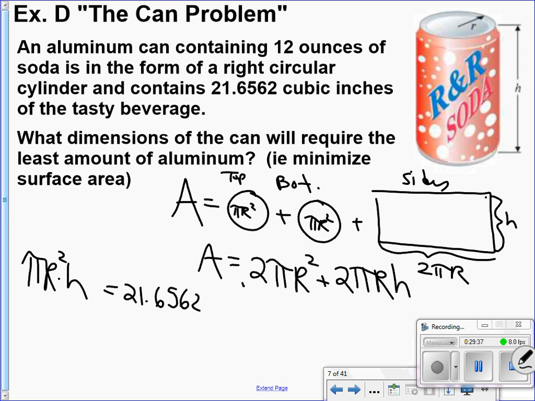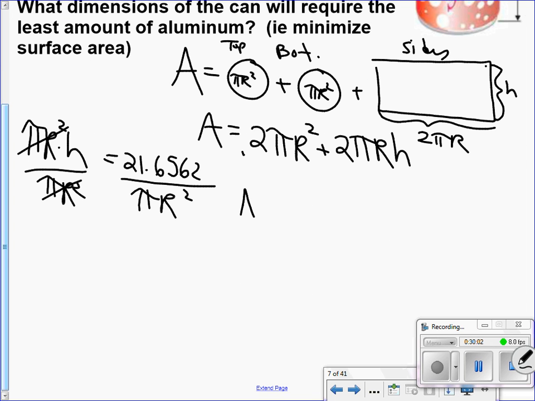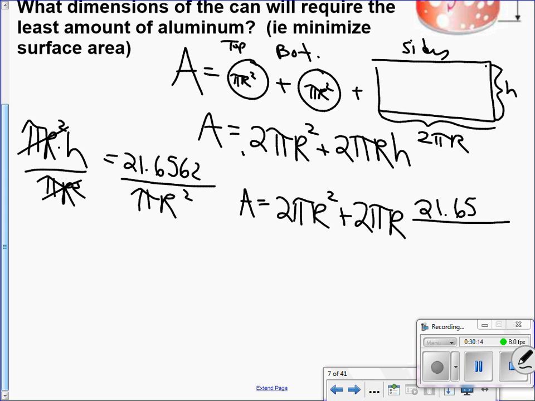Alrighty. So what are we going to solve for? R or H? H. It's not that the other is wrong. You could still do it, just never finish. All right, so we're going to substitute in for h 21.6562 over pi r squared. So we've got the area is 2 pi r squared plus 2 pi r times 21.6562 over pi r squared.